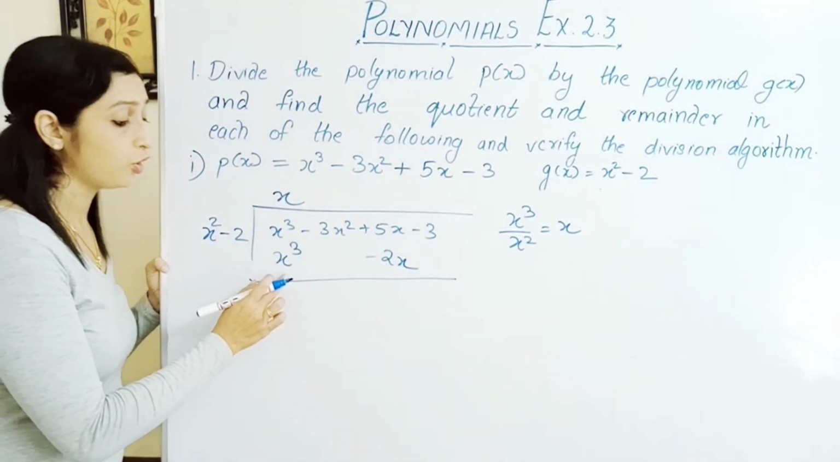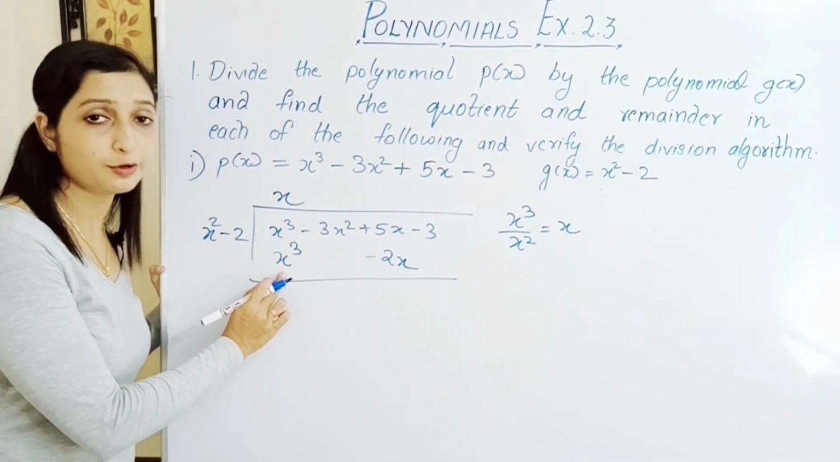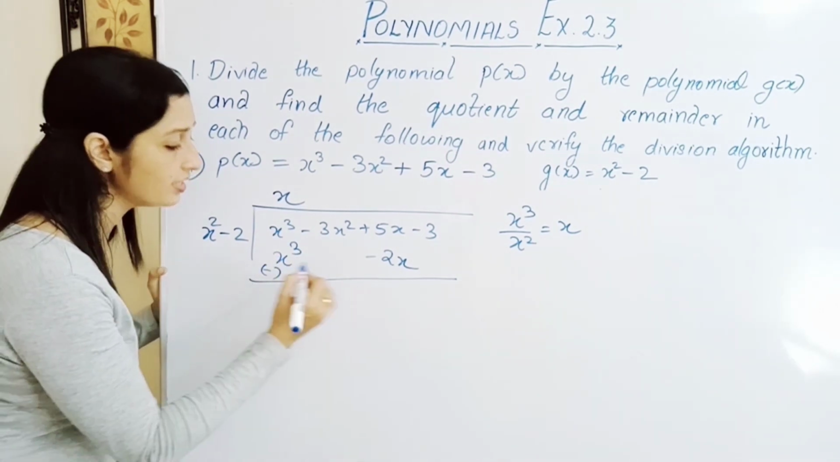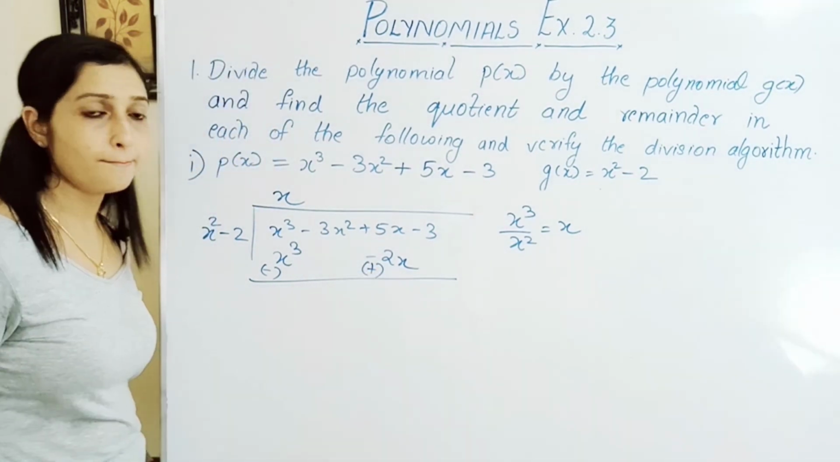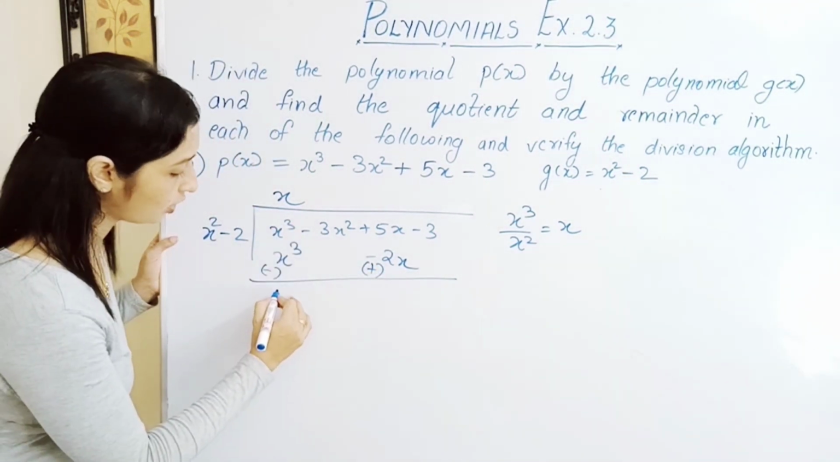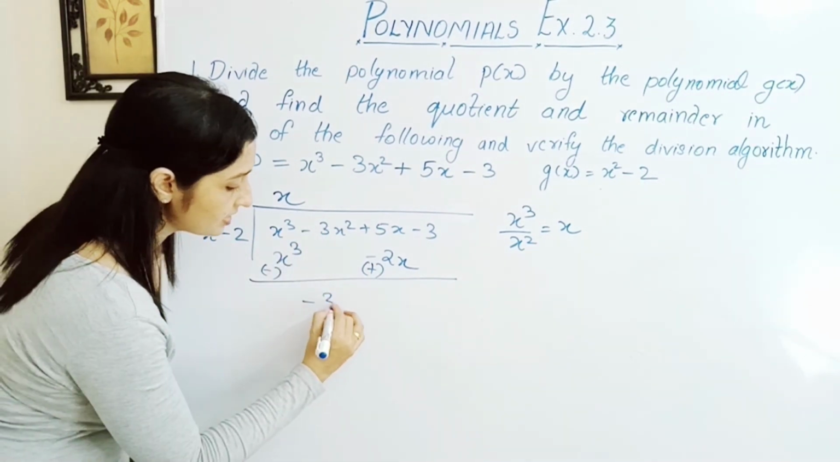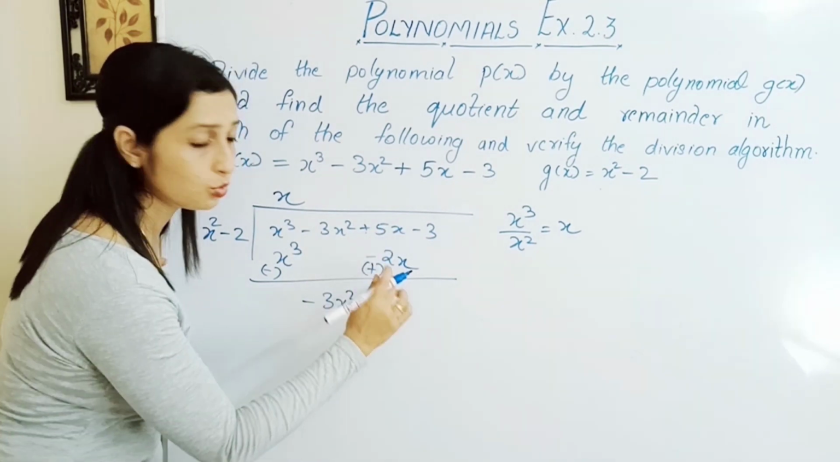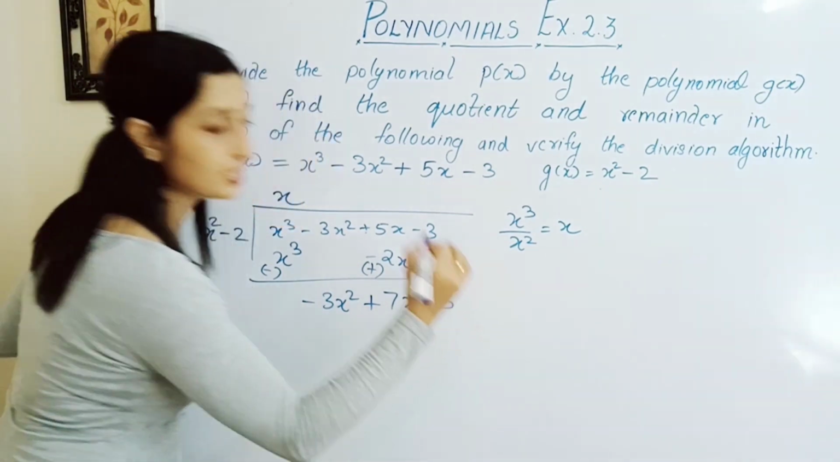Now, for subtracting, what do we do? We have to first reverse the sign. So here it is plus, so I make it minus. Here it is minus, so I reverse the sign and write it as plus. So now what do we get? We get x cube minus x cube is 0, minus 3x square, we write it as such, plus 5x plus 2x, we get 7x minus 3.